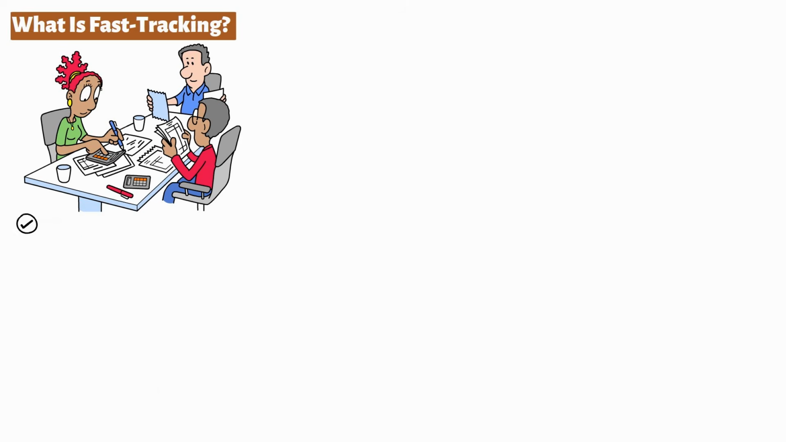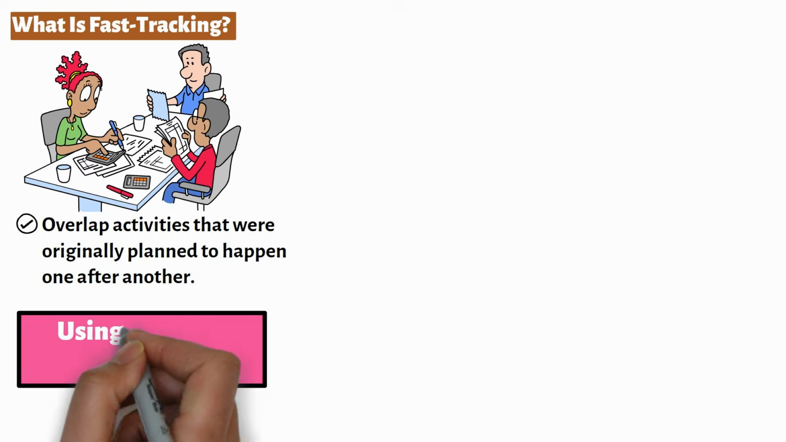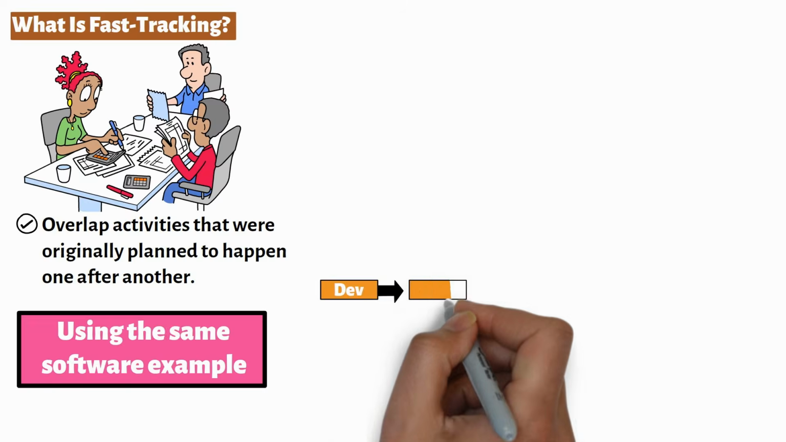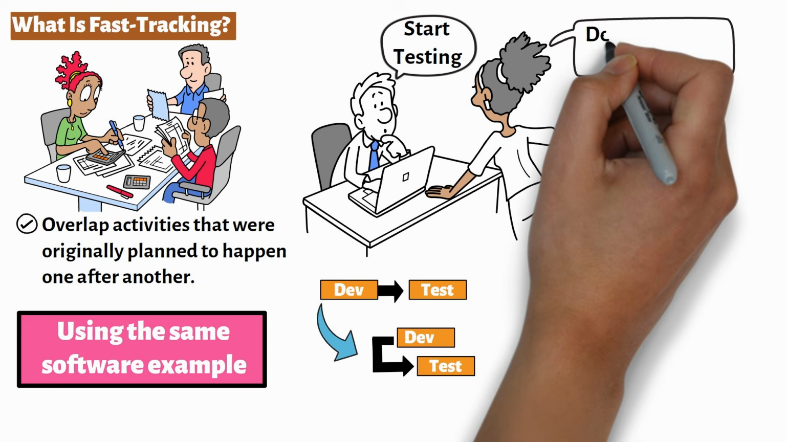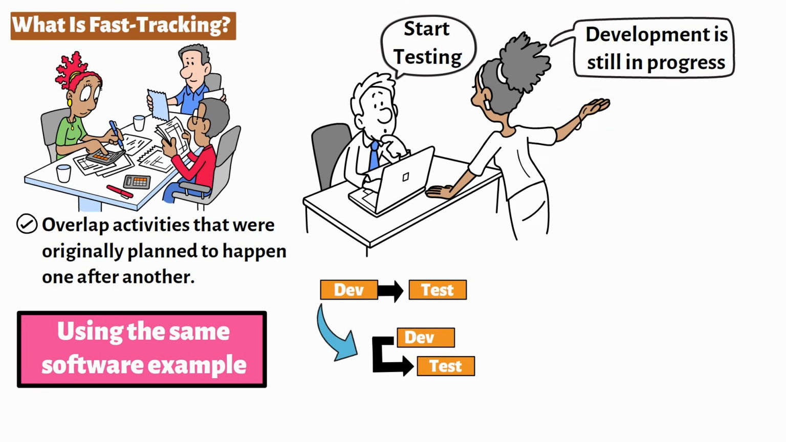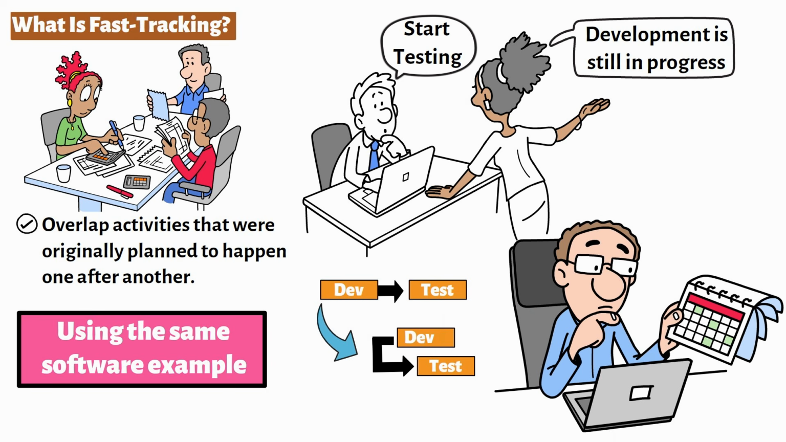Now let's look at fast tracking. Fast tracking is when you overlap activities that were originally planned to happen one after another. Using the same software example, instead of waiting for development to be fully completed before starting testing, you begin testing while development is still in progress. This helps save time, but it requires careful coordination.